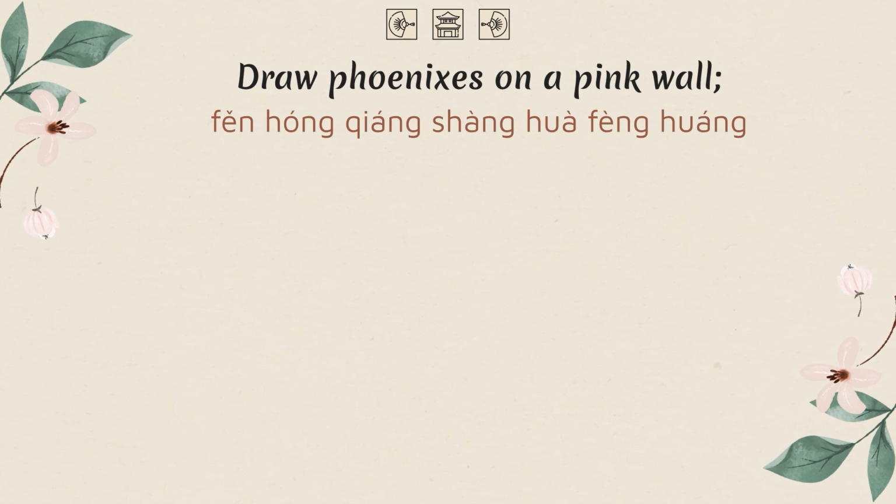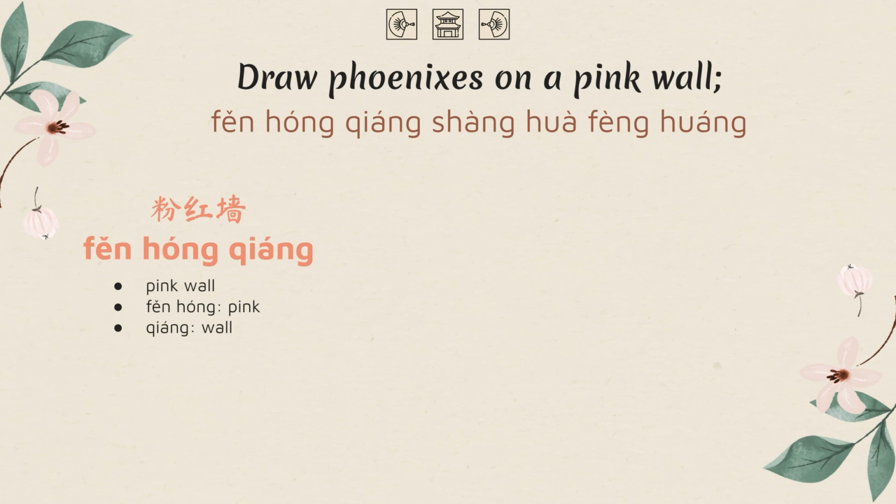So the first line, 粉红墙上画凤凰. 粉红墙, that means a pink wall. 粉红 means pink. 粉 by itself means powder. 红 means the color red. So powdered red is pink. 粉红. 你喜欢粉红色吗? Do you like the color pink? 色 means color. So 喜欢 means like. 墙 means wall. So 粉红墙 is a pink wall.